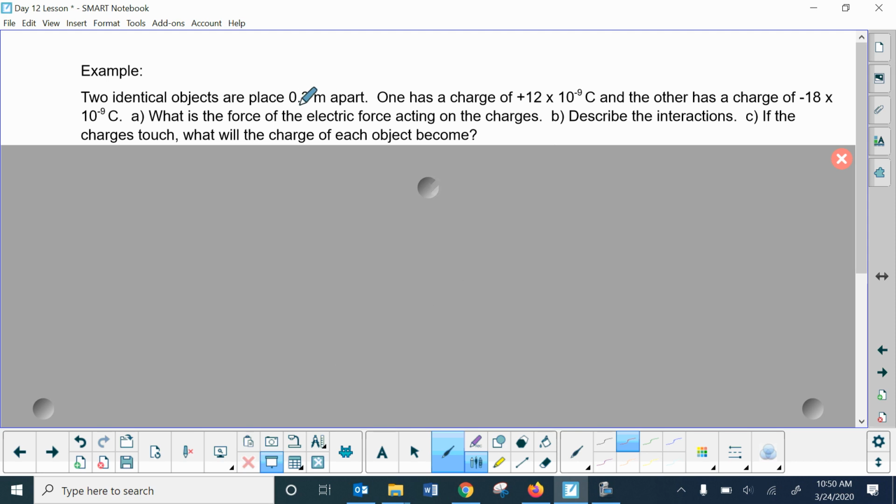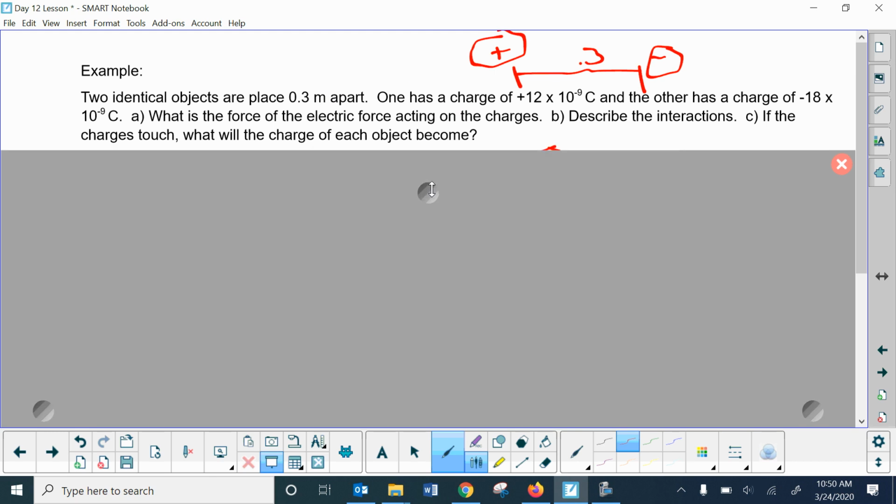In this example, you can read it, it's 0.3 meters apart. You've got a positive charge and a negative charge, and they're 0.3 apart. Sorry for the mouse pad, but that's all I got here. You're going to try to find the electrical force, that's Coulomb's law, and describe the interaction. The interaction would be pretty easy: if it's positive and negative, they should attract. And if the charges touch, what's the charge going to be?